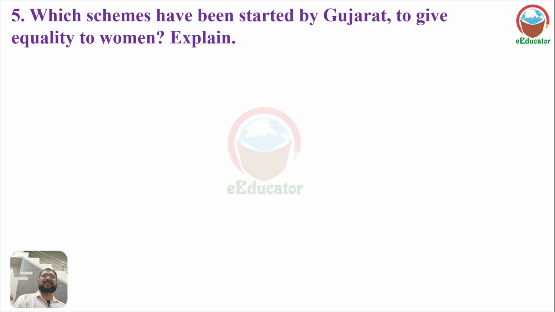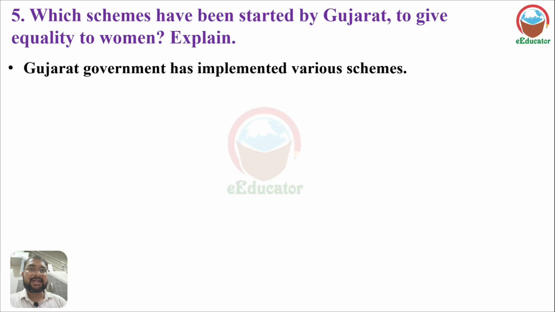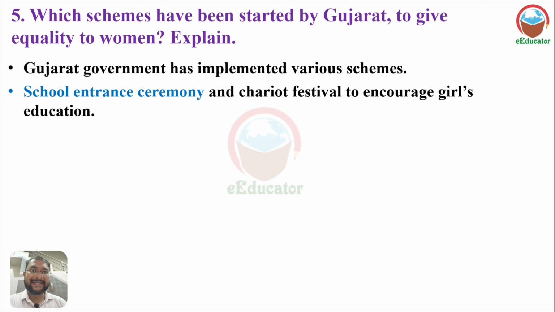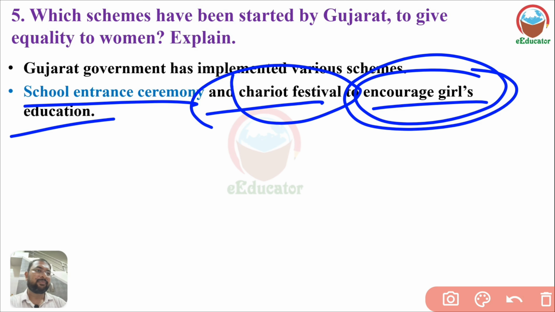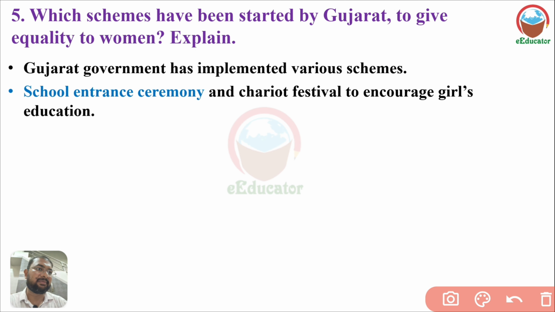Fifth number: which schemes have been started by Gujarat to give equality to women? Explain here. Women equality related schemes started by the Gujarat government, important for 3 marks. The Gujarat government has implemented various schemes. School entrance ceremony, Shala Praveshotsav, and chariot festivals for encouraging girls' education. School entrance ceremonies have been implemented in every school of Gujarat.